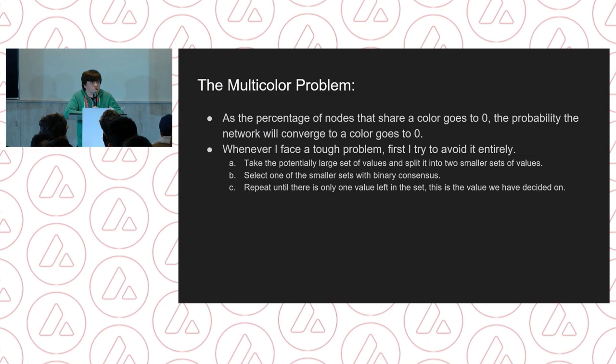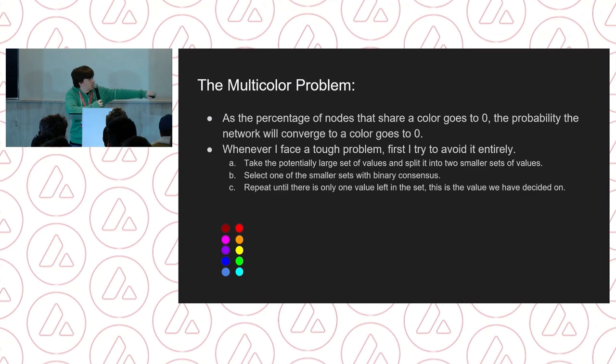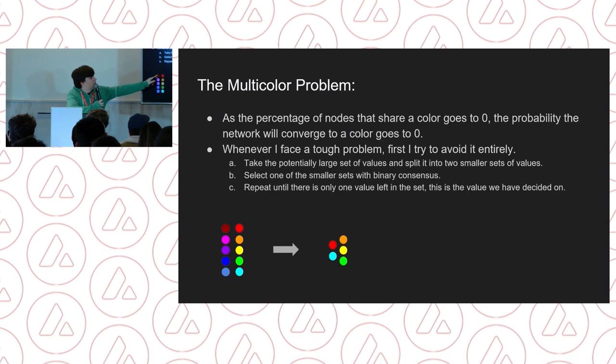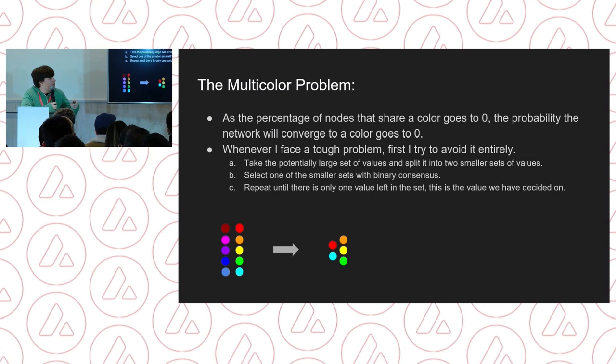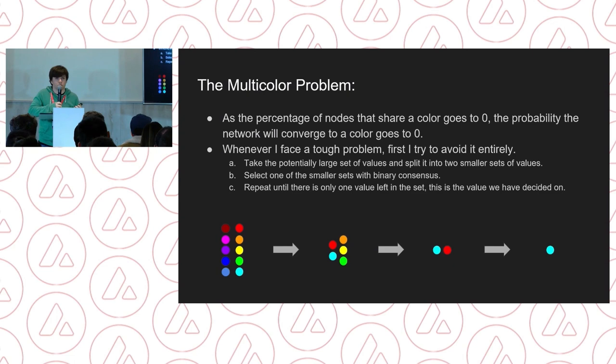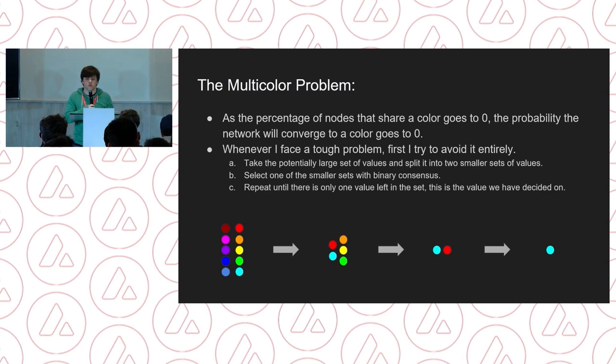So if we look at a graphic of this, we start with our 10 colors that we had originally, same exact 10 colors. We could maybe decide, well, we pick the right half of these colors using binary consensus. We then pick, say, the left half of this. Again, the left half, and we've decided on a value. So we can see, and this is a bit of a trick just in normal consensus literature, that we can perform multivalue consensus just using binary consensus repeatedly.